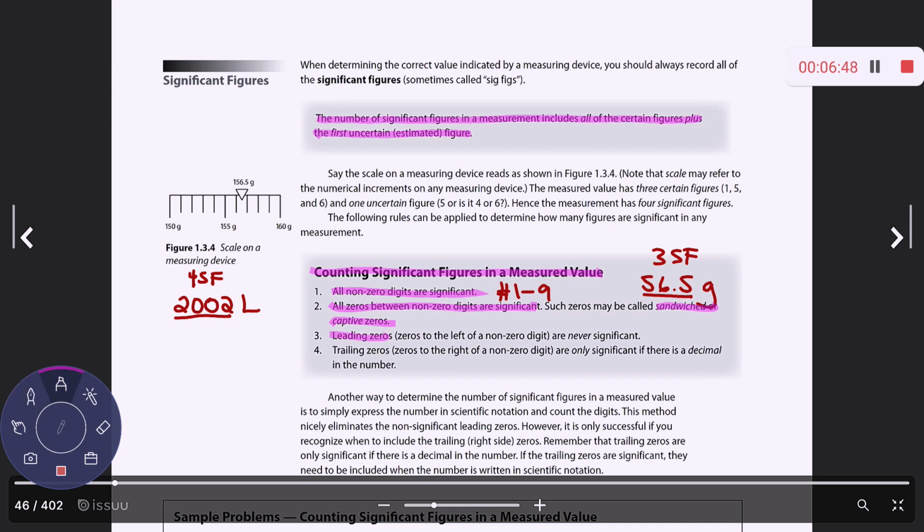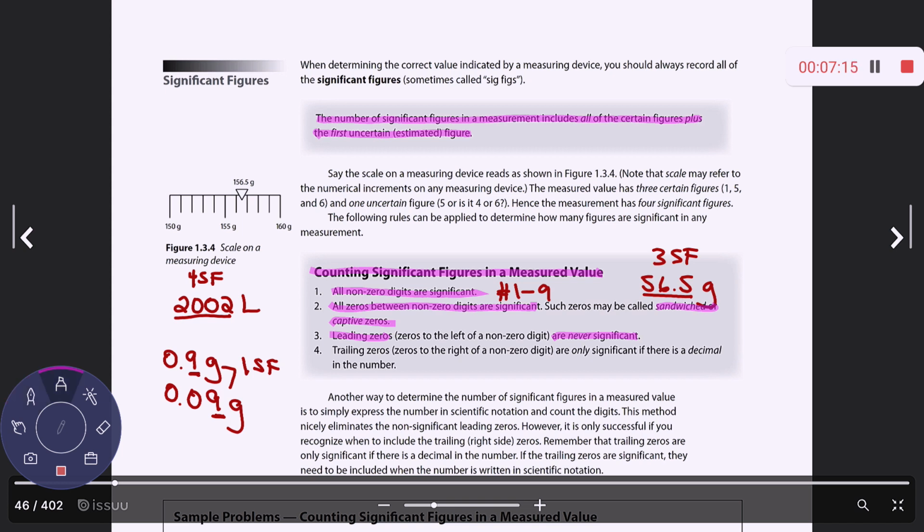Third rule, leading zeros. That means zeros in the front of a measurement are never going to be significant. It doesn't matter if those zeros are in front of a decimal or just behind it. So 0.9 grams or 0.09 grams, for instance, these would be leading zeros. These do not count. So technically, I only have 1 significant figure in both of these measurements.